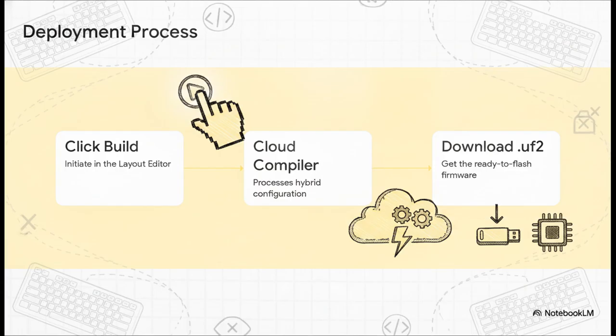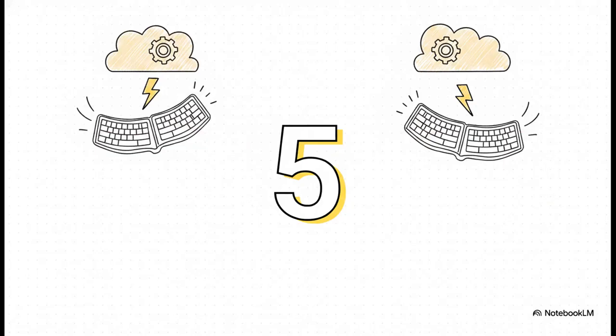Step 3. You simply download the ready-to-flash .uf2 firmware file, and this brilliantly illustrates how users can completely bypass the traditional headaches of keyboard configuration. Seriously, you don't need complex local coding environments, you don't need to mess with command lines, and you don't need to manage GitHub repositories. And how long does that cloud compiler take to process your brand new layout? 5 seconds. The cloud compiler generates that ready-to-use firmware file in approximately 5 seconds.